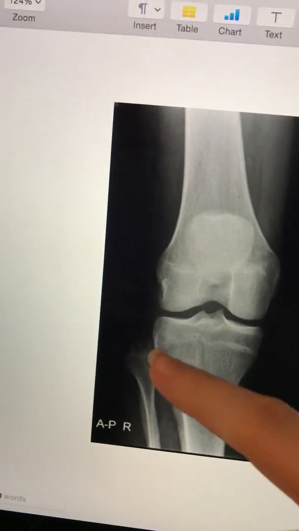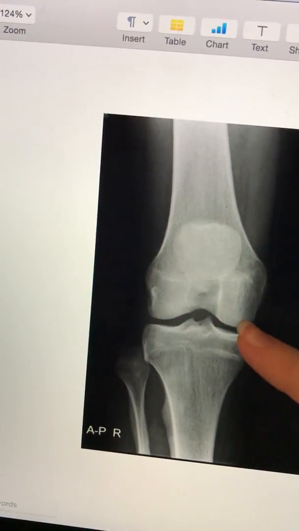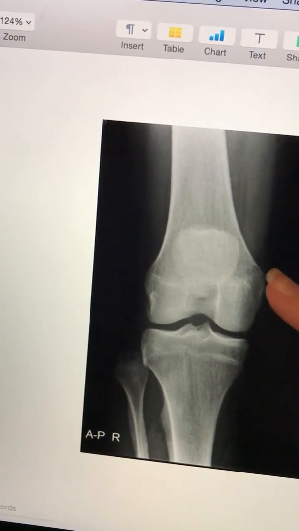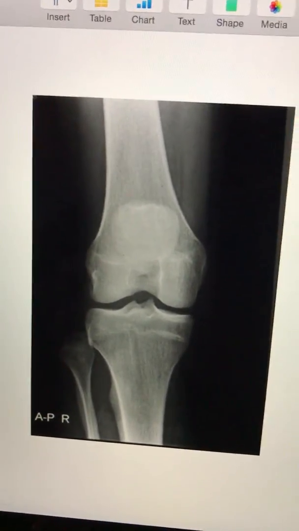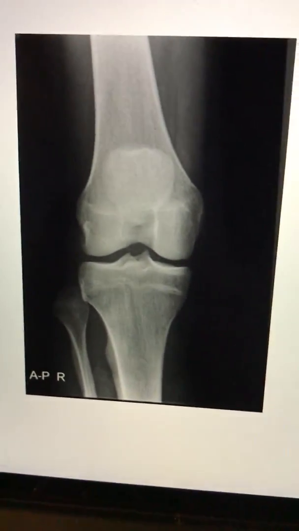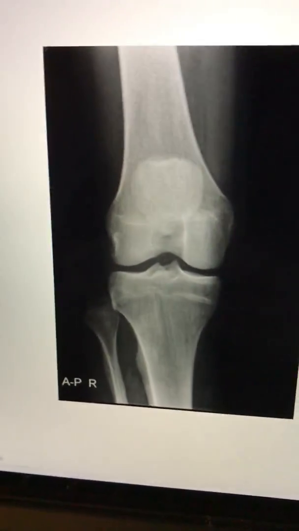eminence. So we have the tibial condyles, we have the lateral and medial femoral condyles, and then the epicondyles above them. We know this is a right knee because the way that it's hung, if it's anatomically correct, the fibula is going to be on the lateral side, so we know it's a right.